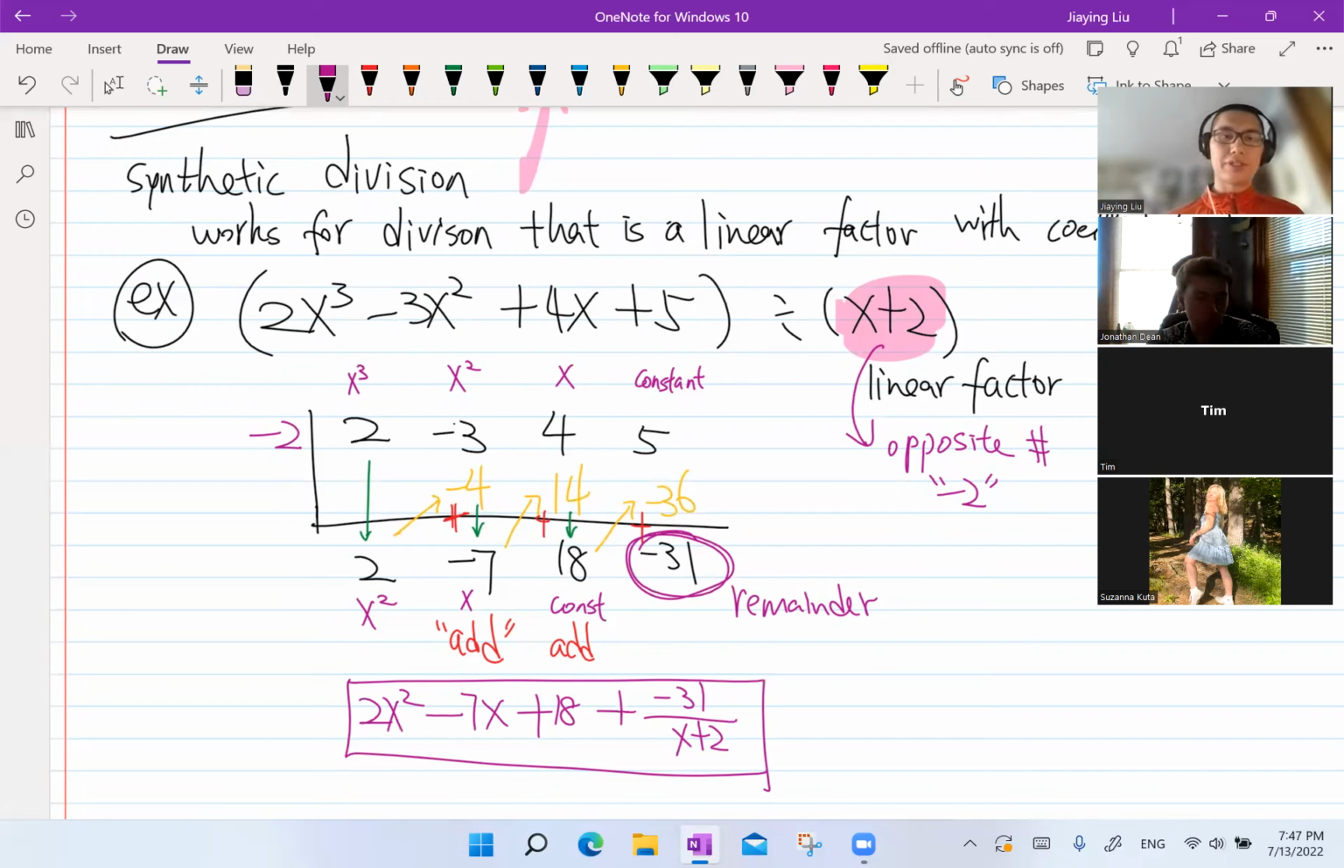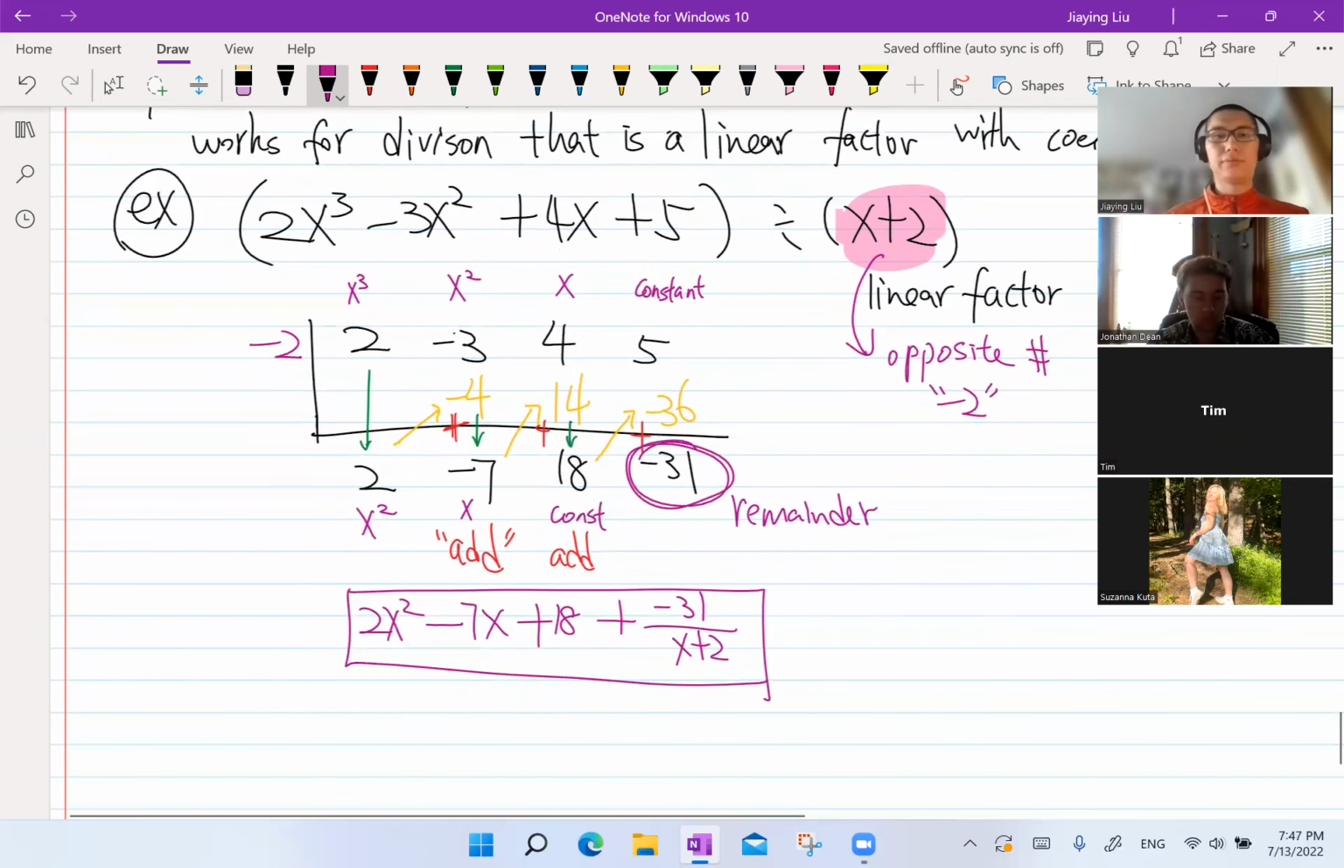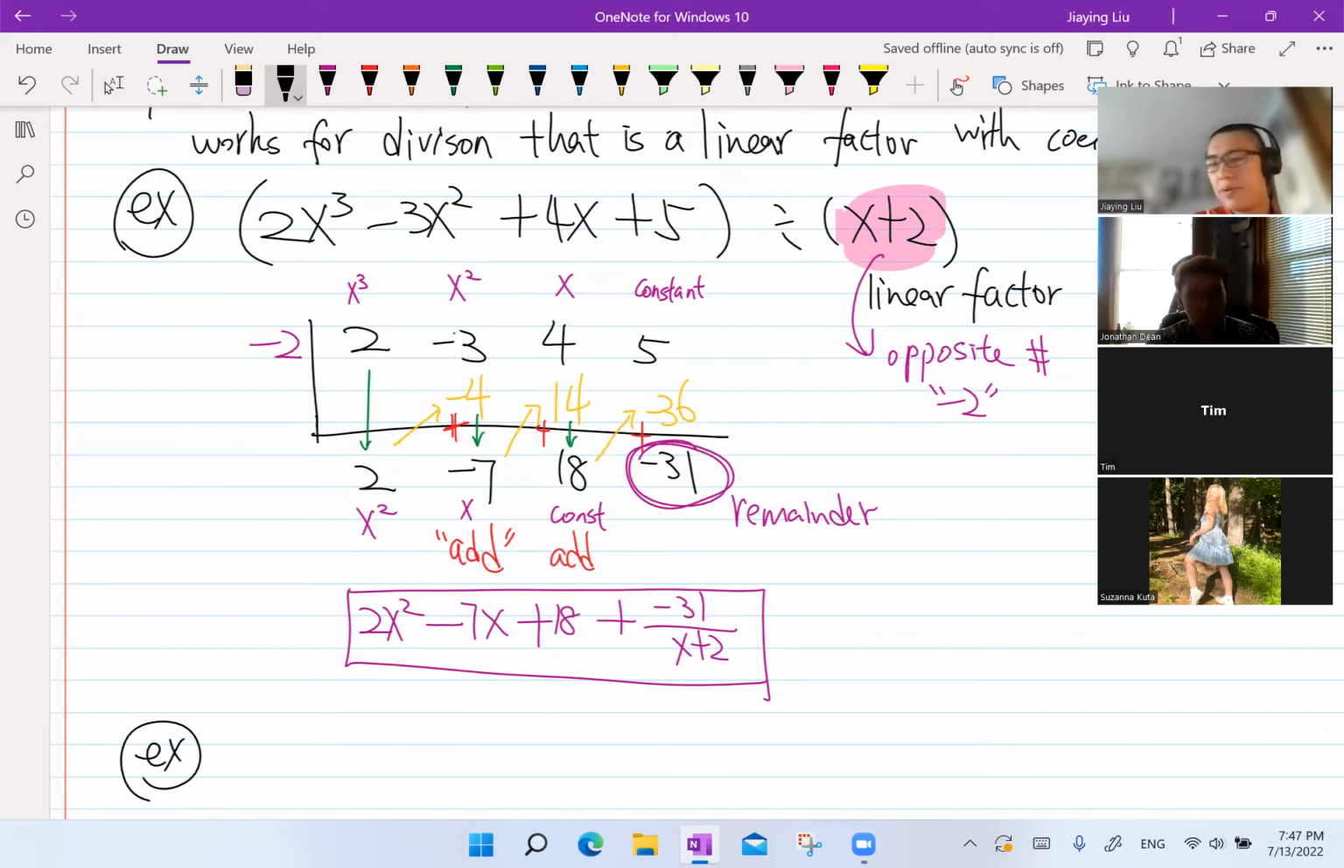So that's synthetic division. Any questions? I know it's not easy if you have not seen it before. The process could be really confusing. There's a lot of things to watch out for. I'm going to go through another example with you on synthetic division. All right, any questions before we move on to the next example?